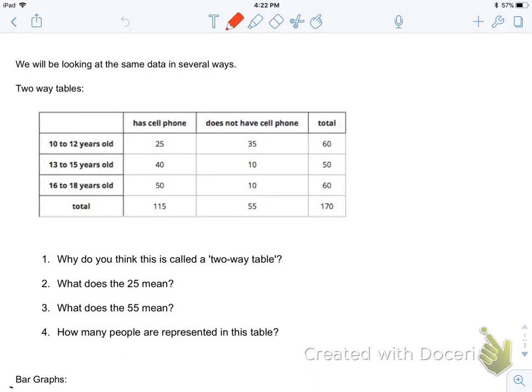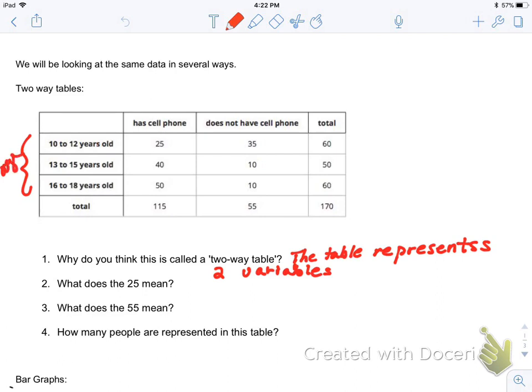So I'd like you to take a look at that information and tell me why do you think this is called a two-way table? And enter your answer on Edpuzzle. It's a two-way table because the table represents two variables. You have the survey talking about their age and a survey about whether or not they have a phone. So you can read that and get two results in two directions.